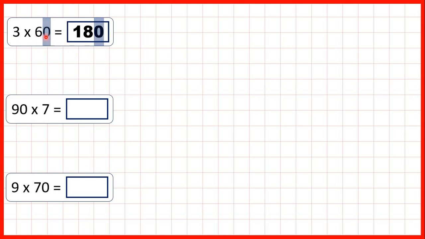But then, if we have one 0 in a multiplication question, there will be one 0 in the answer. And that makes sense if we think that 60 is 6 tens. So if we multiply 3 by 6 tens, we will get 18 tens, and 18 tens is the same as 180. Now we have 90 times 7.